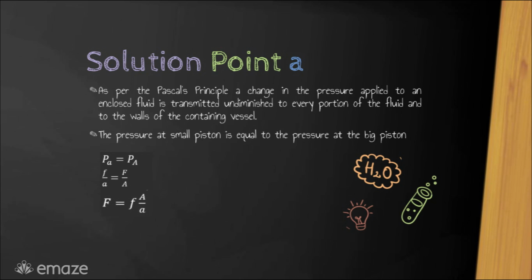For point A, as per Pascal's principle, a change in pressure applied to an enclosed fluid is transmitted undiminished to every portion of the fluid and to the walls of the containing vessel. The pressure at the small piston is equal to the pressure at the larger piston. The force of the small piston over the area of the small piston is equal to the force of the large piston over the area of the large piston. Therefore, the force of the large piston will be equal to the force of the small piston times the area of the large piston divided by the area of the small piston.